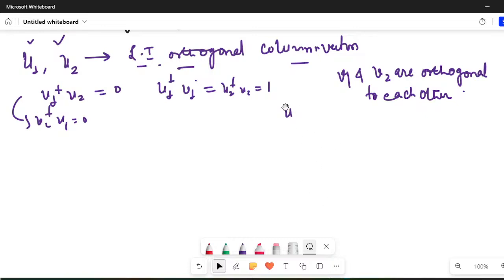So what is Gram-Schmidt orthogonalization? I've told you, it is to form a set of orthogonal eigenvectors. Once you know two of them, let's say u1 and u2 are two linearly independent orthogonal column vectors, what does that mean? u1 dagger u2 would be equal to 0, and u2 dagger u2 would be equal to simply 1.